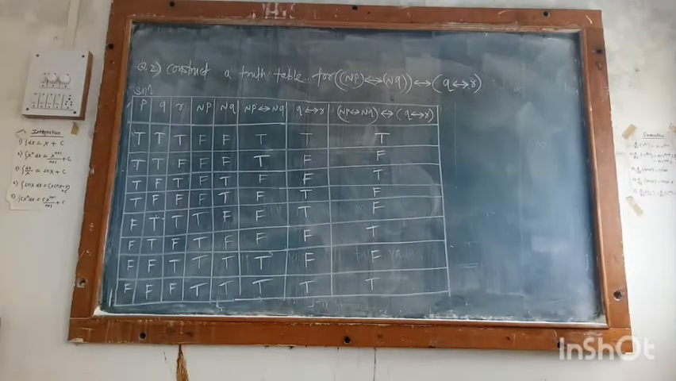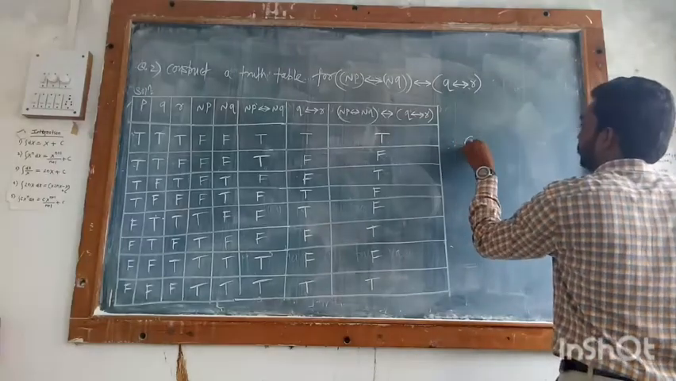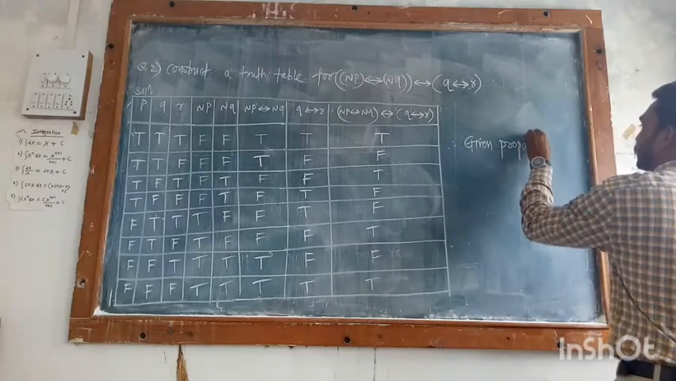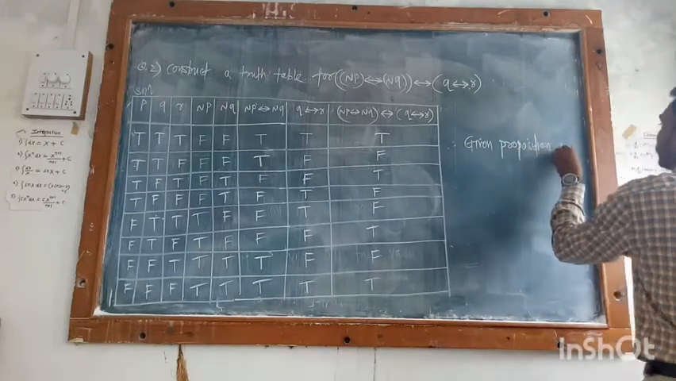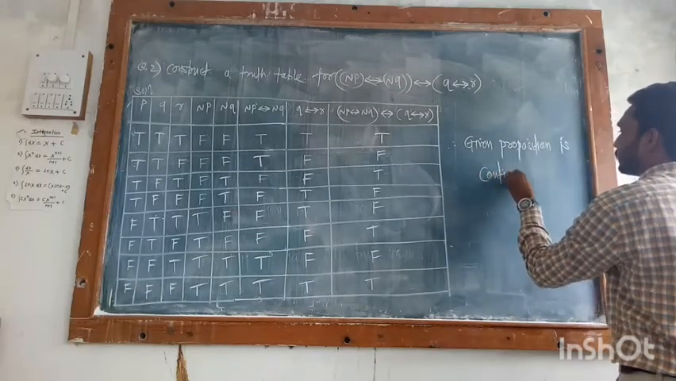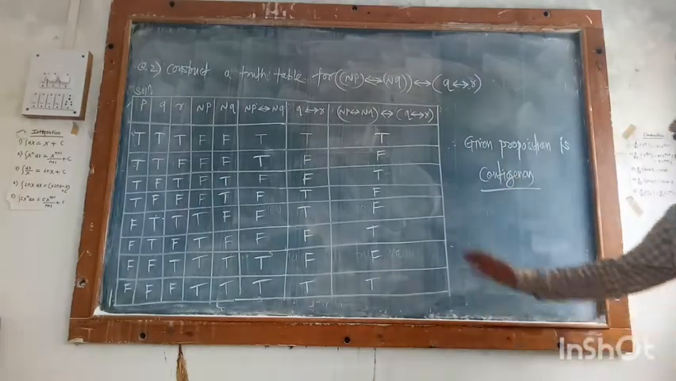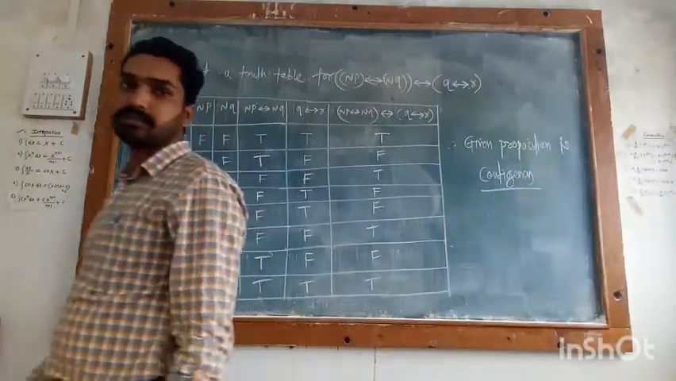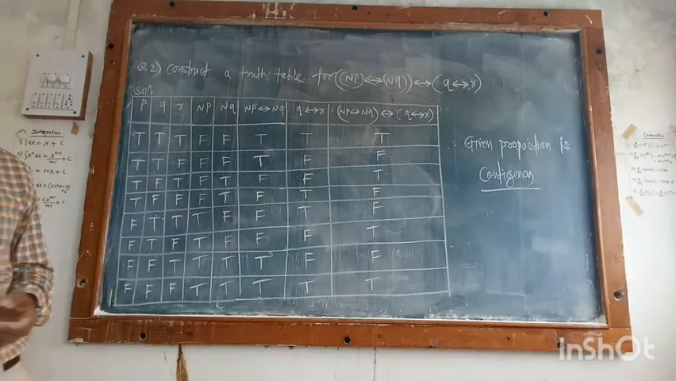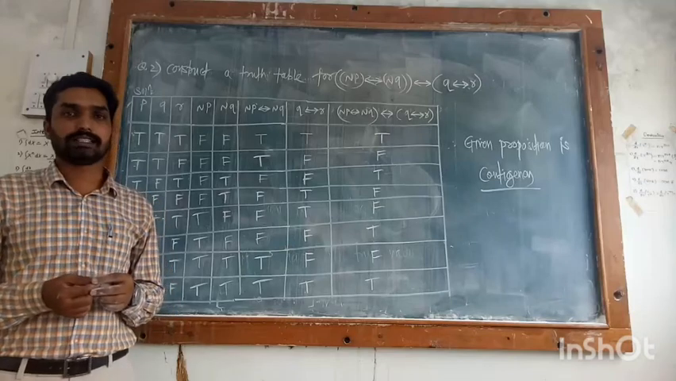So the given statement is a contingency, right? From your last column, the given proposition is a contingency. Why is it a contingency? Because your last column contains both truth values, T and F. Okay. So I hope you have understood all parts. The remaining part we will study in the next lecture. Thank you.